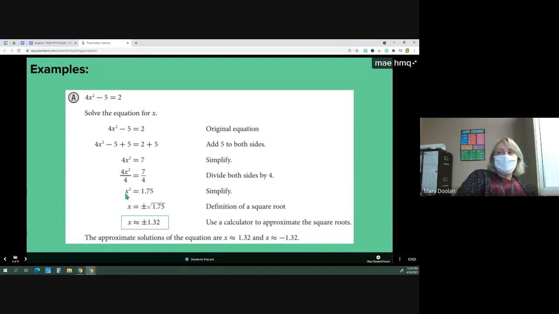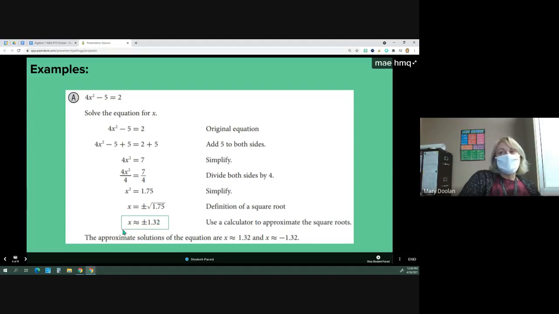But at this point here, now that I have x squared equals some number, this is where I can have two possible answers. There's a positive version and a negative version of what I could square to get 7/4. So we're going to use the definition of a square root, which means by taking the square root of both sides, this plus minus goes on the outside of the symbol. The squared is now gone off the x, but we have the square root symbol here. And if I use a calculator to approximate what this is equal to, it's about 1.32.